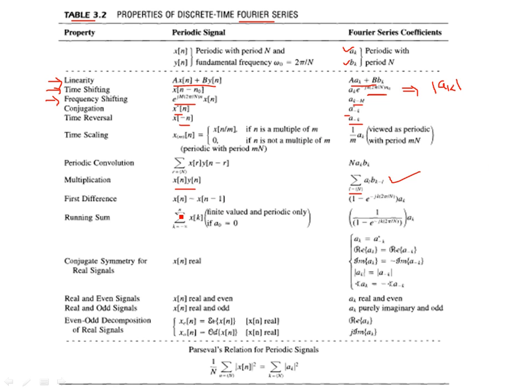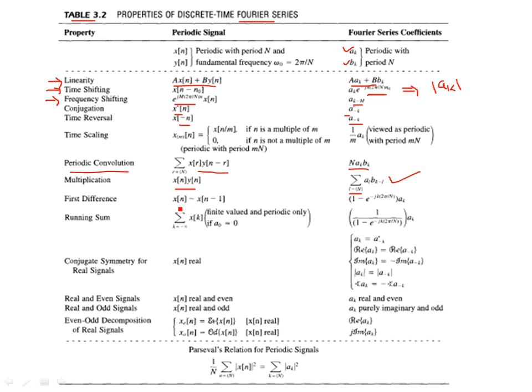Okay, so you see it uses the word periodic convolution. So if you have a periodic convolution, then you have a multiplication of the Fourier coefficients. So it's vice versa. If you have a convolution of two sequences in time domain, then the Fourier coefficients get multiplied. Okay, and multiplication of two sequences means convolution of Fourier coefficients.